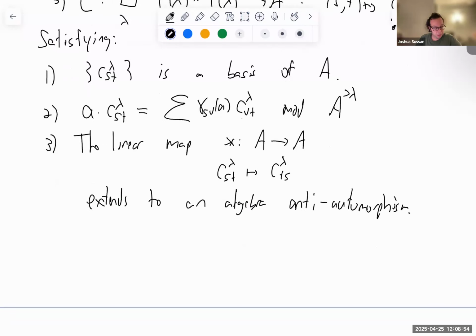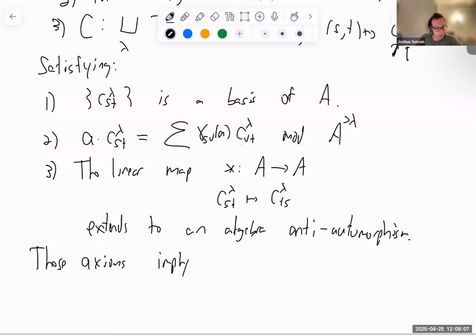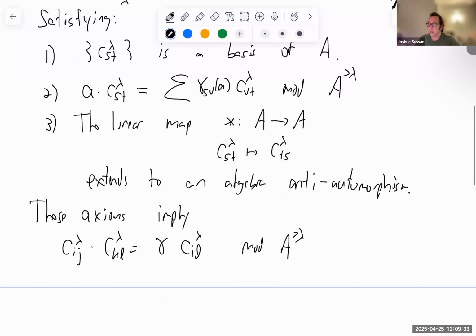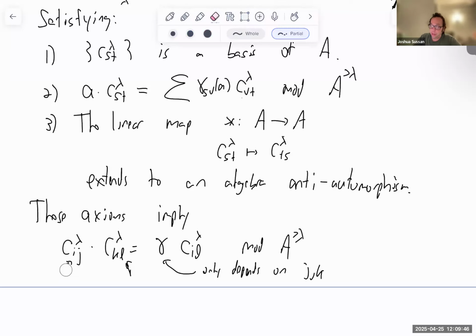The one thing I want to say before I give examples is that these axioms imply the following, which maybe is the best takeaway of this entire definition. These axioms imply that if I have a basis element C_ij^lambda and another cellular basis element C_kl^lambda, this is equal to C_il^lambda modulo higher terms. Again, there's an ordering on our poset, which gives some sort of ordering on our algebra, with some coefficient gamma here. But this coefficient gamma only depends on j and k. It doesn't depend upon i, and it doesn't depend upon l. And the example I'm about to talk about is just matrix algebras. And this is kind of how cellular algebras were thought of. It's a generalization of matrix algebras.